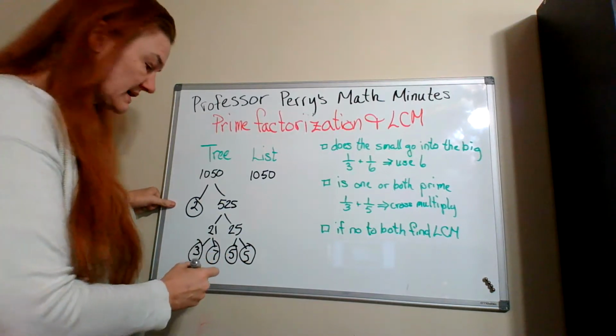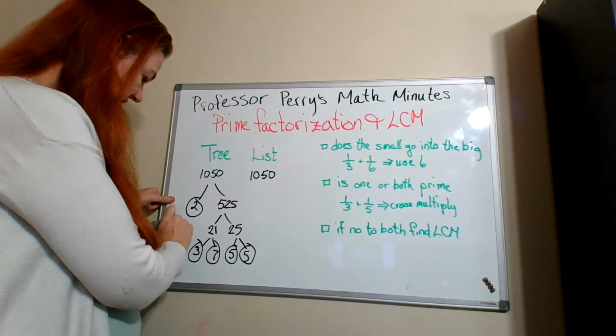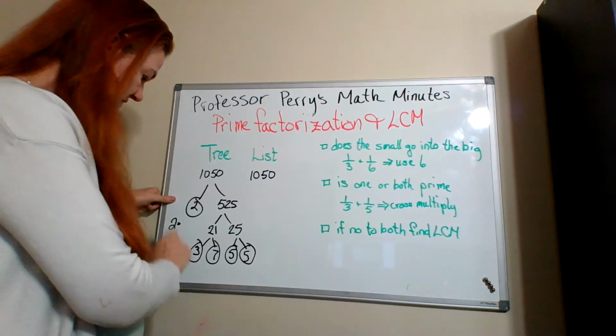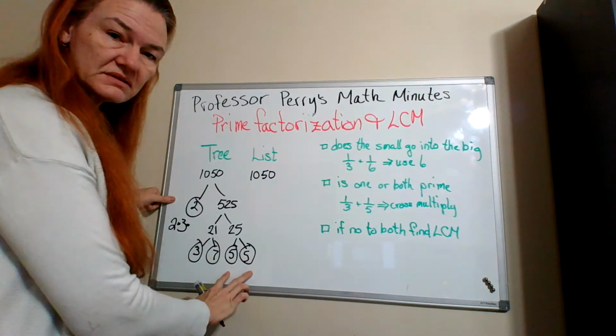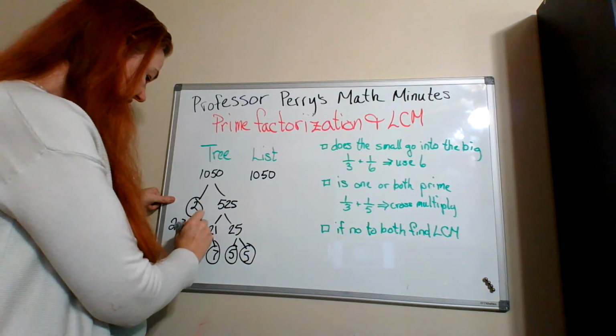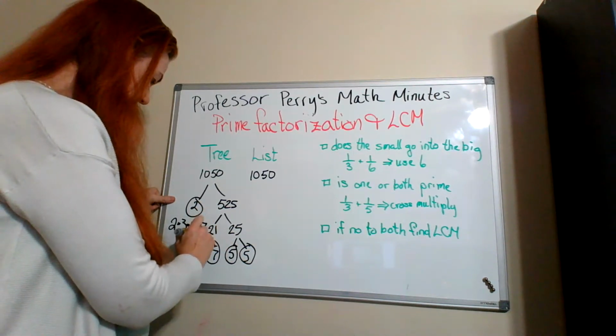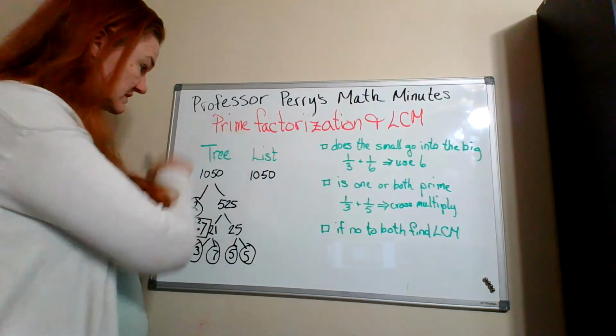And when you go to write this, you have a 2, so you go 2 times, you have one 3, times, you have two 5s, so you put your square here, times 7. And that's your prime factorization of this.